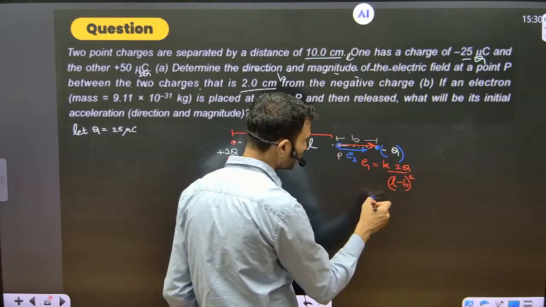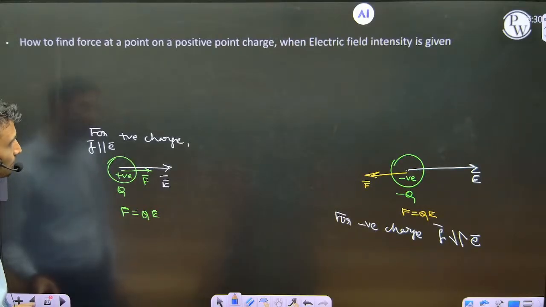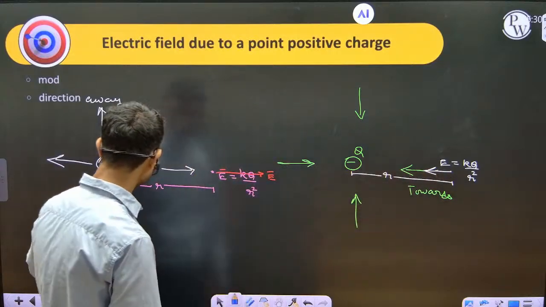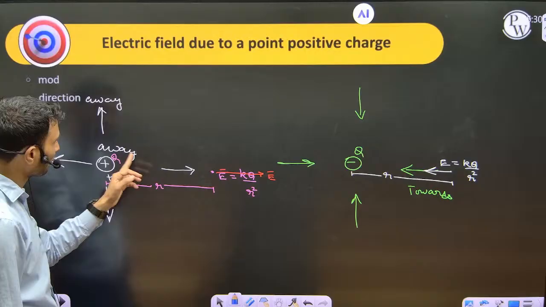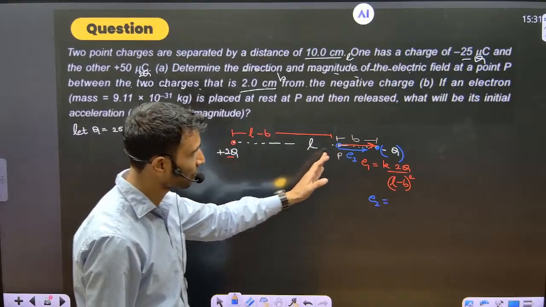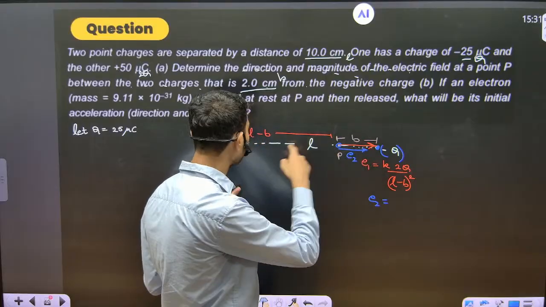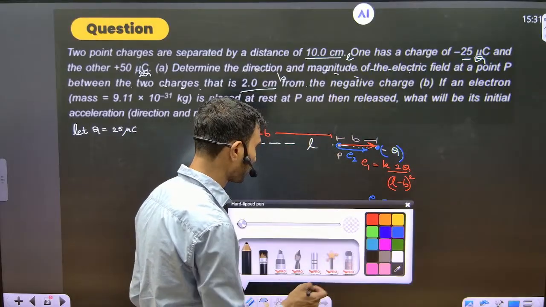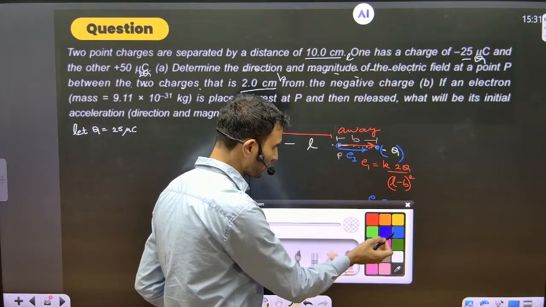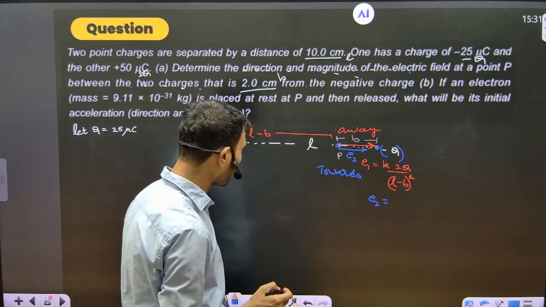Call it E2. Because I told you, because of negative charge electric field is towards. Here, due to negative charge electric field is towards, but because of positive charge, electric field is away. That's why due to positive charge I've drawn it away, and due to negative charge I've drawn it towards the negative charge. This red one is away from the positive charge, while the blue one is towards. And let's find the value of E2.